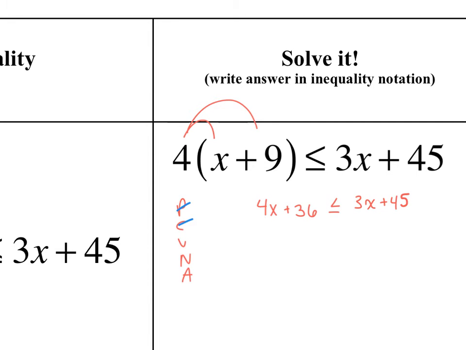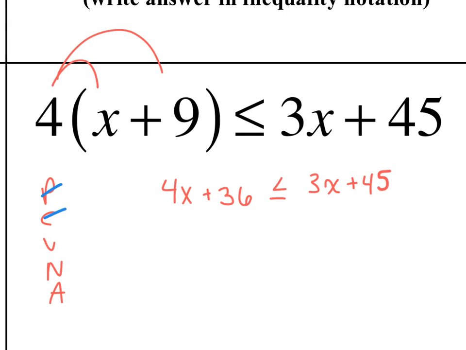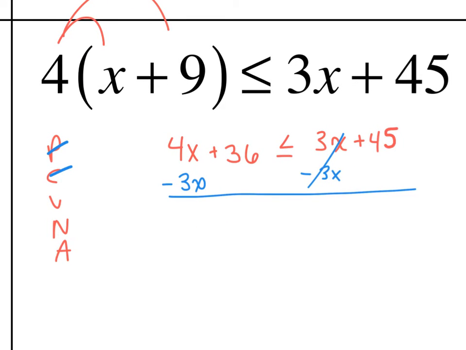The next part of the solving inequality process is to get your variables on the left-hand side. To get rid of my 3x, I'm going to subtract 3x from both sides. My 3x's cancel, and I get 4x minus 3x, which is just x, plus 36, less than or equal to 45. All of my x's are on the left-hand side of my inequality.